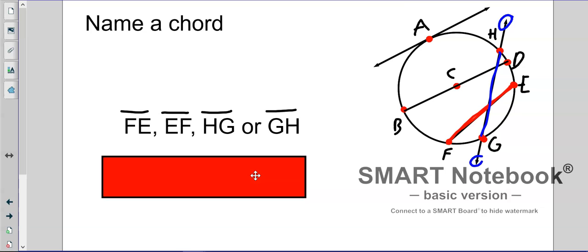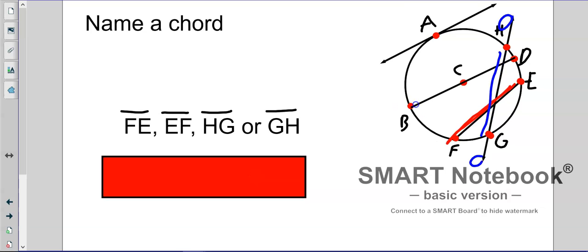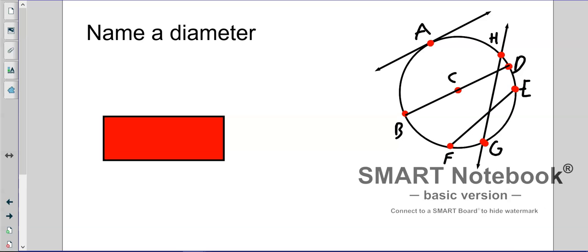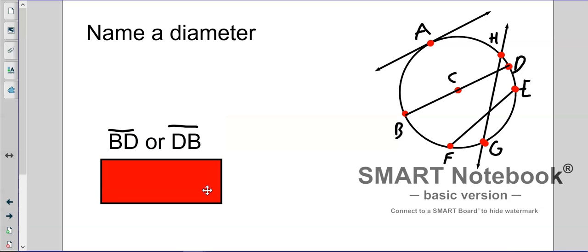All right? And technically, not on here, but technically, a diameter is a chord because it goes from one point of the circle to the other point of the circle. It just happens to go through the center. So, I just said it, the diameter is BD or DB.